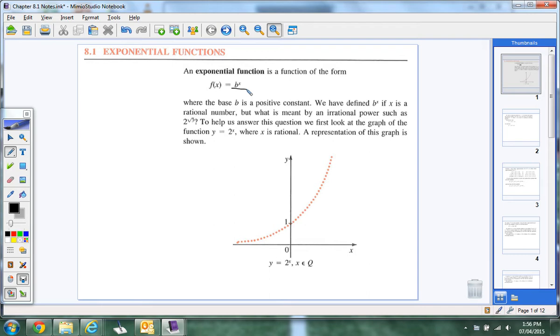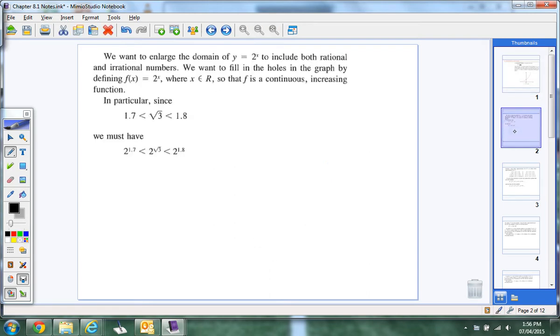Okay, all right. So let's go to the idea here with the rational part versus irrational. We want to enlarge the domain, so we want to say it's for all real numbers instead of just rational versus irrational. So what we're going to do is look at both sides of root 3. Root 3 is between 1.7 and 1.8.